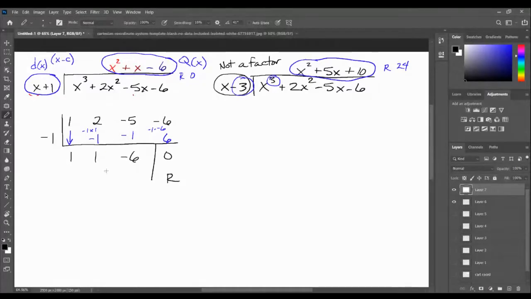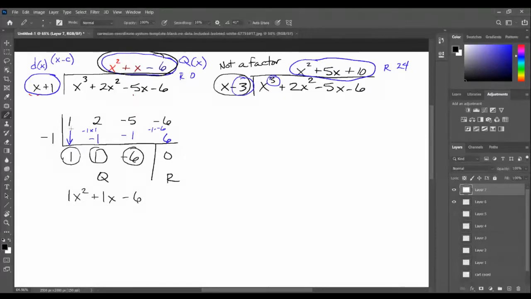This is your remainder. This is your quotient. And I told you that the degree is always 1 fewer, so since we started with x cubed, I know that this is the coefficient for 1 fewer, which will be x squared. This is the coefficient for the next one down. And this is the coefficient for the next one down, which turns out to be my constant. So x squared plus x minus 6, and that's the exact thing we got up here, only way faster.